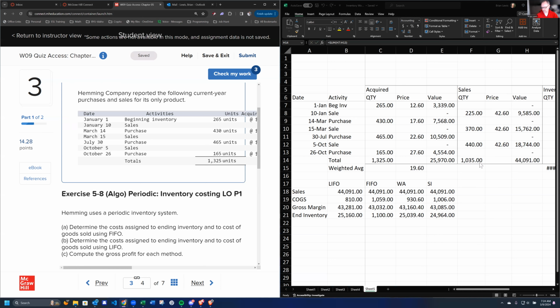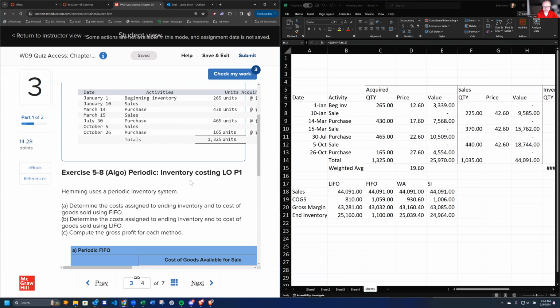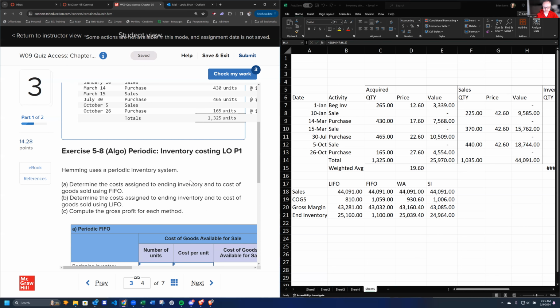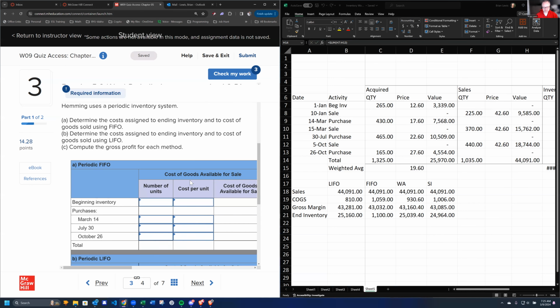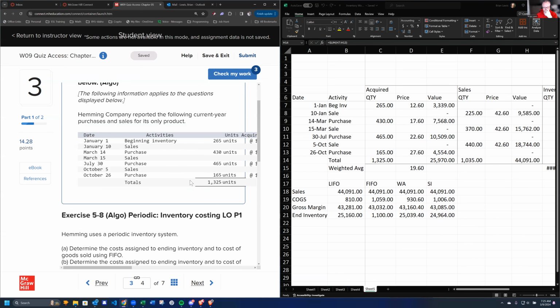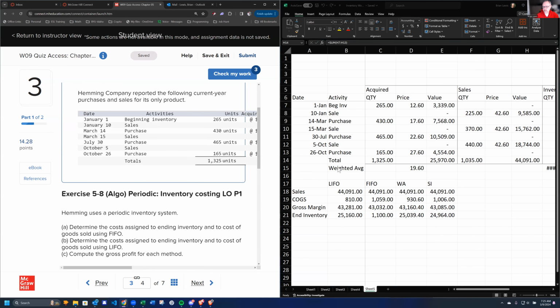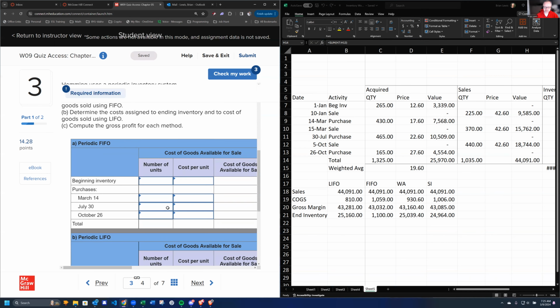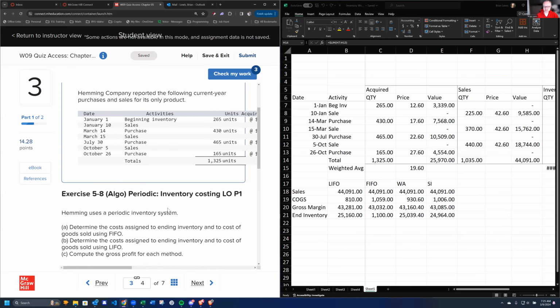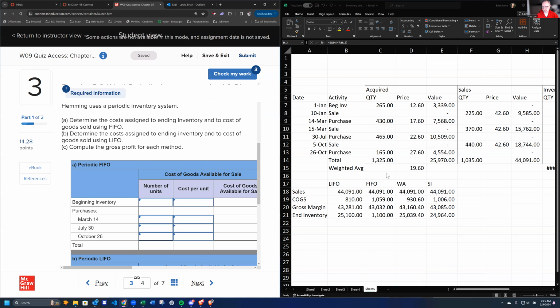But LIFO and FIFO. So we don't have to worry about specific identification, nor do we have to worry about weighted average. So periodic, not perpetual. So it looks like this is an annual period, not a monthly period. We'll have to double check that when we see that. If not, we may have to redo our calcs, but let's just start off with FIFO as that's the first one and see if we can get this right.